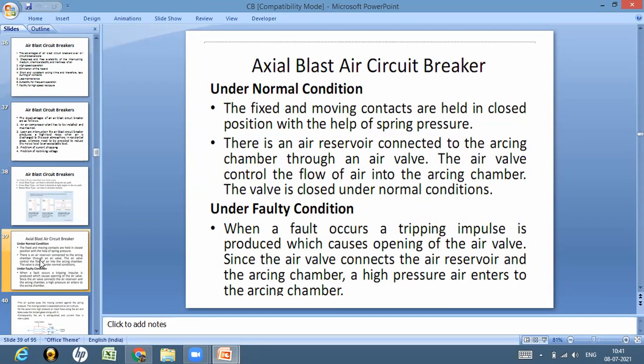So what will happen? When a fault occurs, a tripping impulse is produced, which causes the opening of the air valve. So the question is, whenever there is a fault in the system, the moving contact gets separated from the fixed contact, so it causes opening of the air valve. Since the air valve connects the air reservoir and the arcing chamber, very high pressure air enters the arcing chamber.